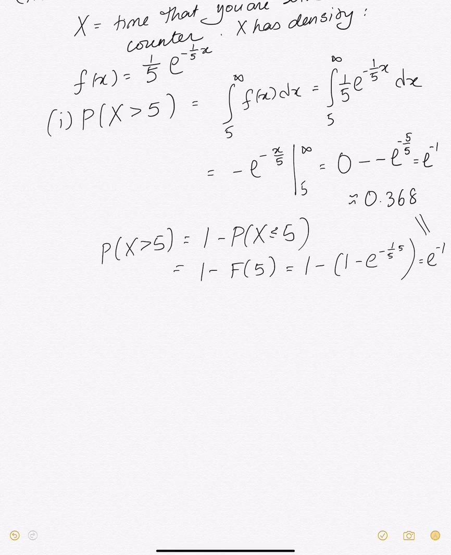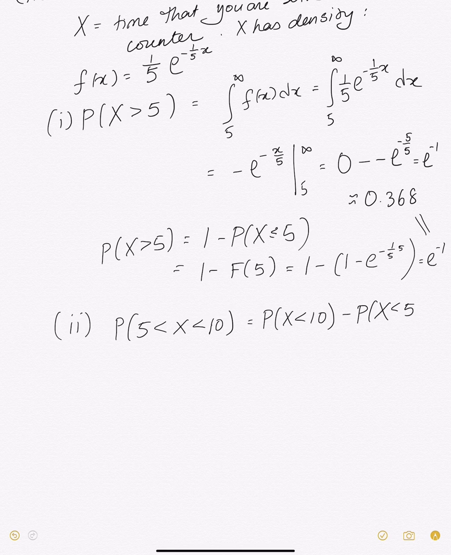Okay. So pretty straightforward there. Second part, you're asked what is the probability that x is between 5 and 10? Well, this is the same as the probability that x is less than 10 minus the probability that x is less than 5, right? You can split it up like that. So this way directly we can use the CDF, and that is F of 10 minus F of 5.